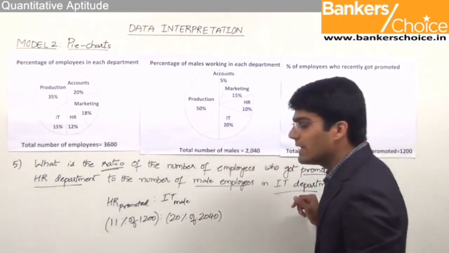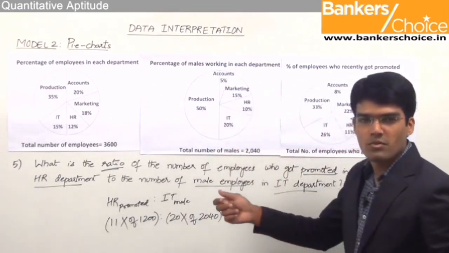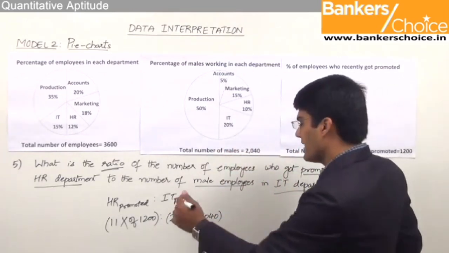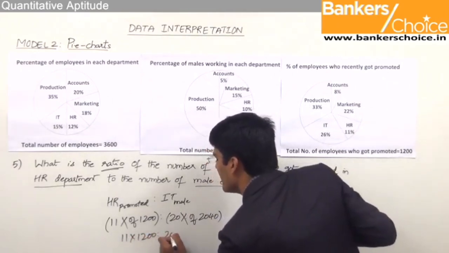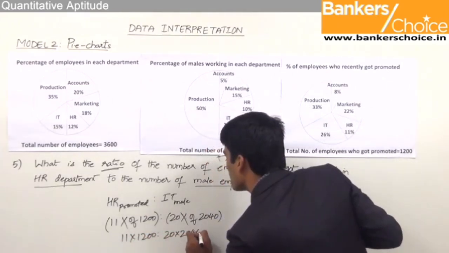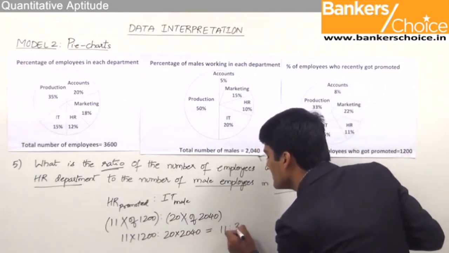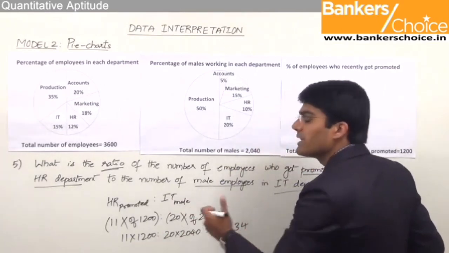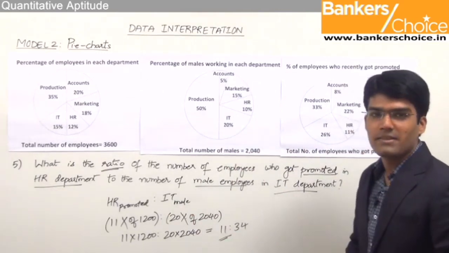Anyway, the percentage calculation here can be avoided because this is a ratio, nothing but a comparison. So whatever is common can be cancelled out. So we can say that the answer here will be 11 into 1200 is to 20 into 2040. And when we simplify this, we get the answer as 11 is to 34. It's all about doing the calculation as quickly as possible. So the answer for this question here is 11 is to 34.